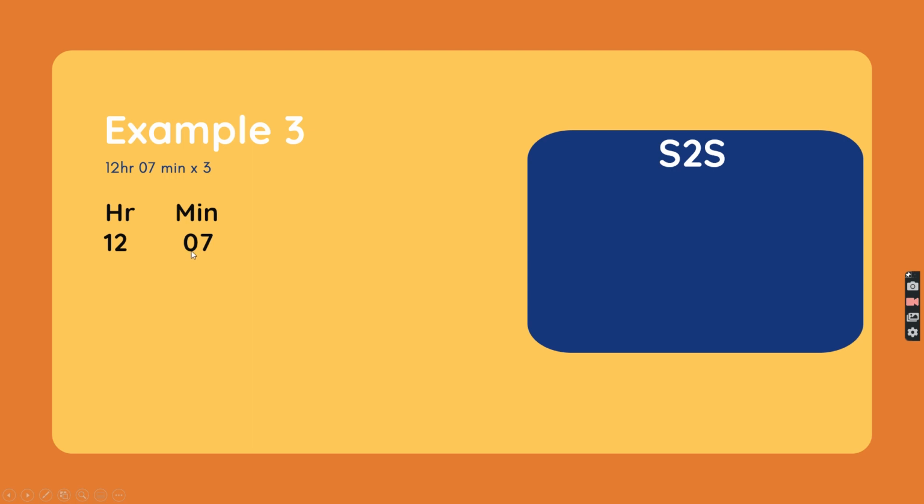So 12 hours 7 minutes times 3. The first step is we're going to multiply the minute section first. So 3 times 7 is 21. So I can just write down 21 over here.